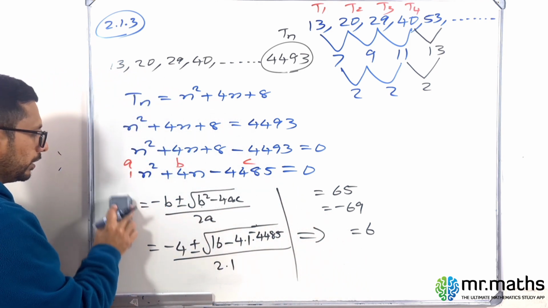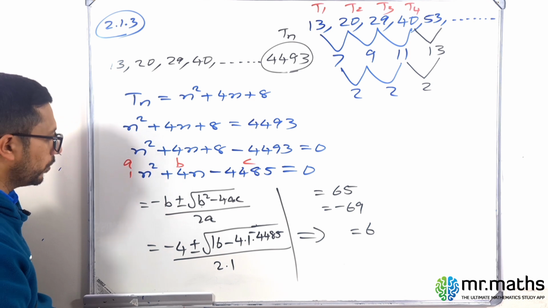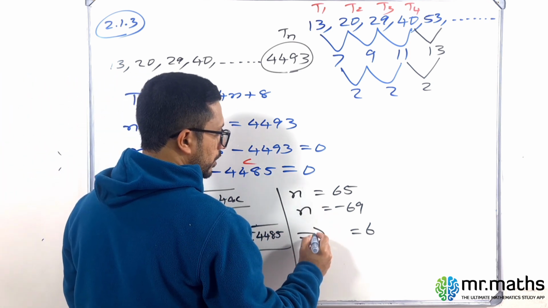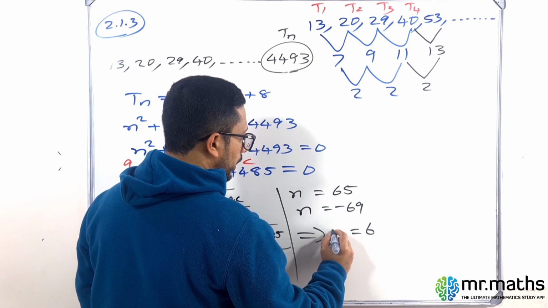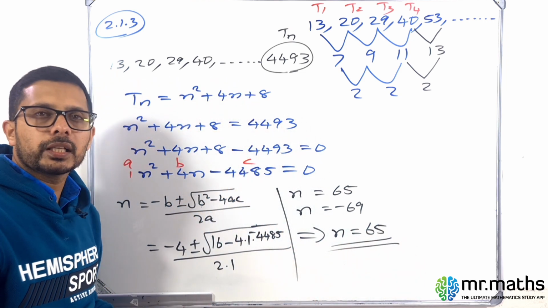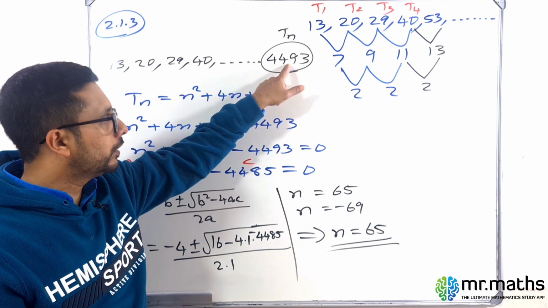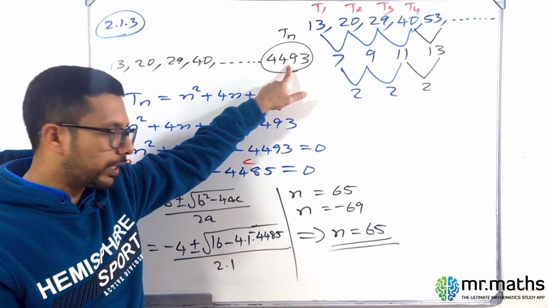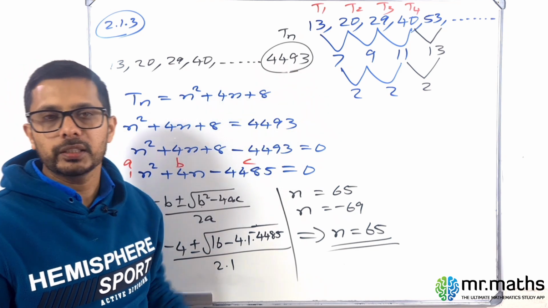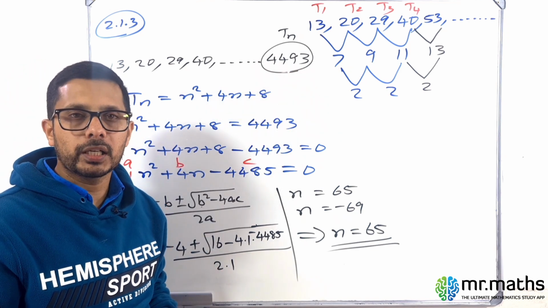Here you can see that this is n. So n is equal to 65. So it means that there is a term like this, and which term is that? The 65th term is 4493. So Michael's claim is correct.